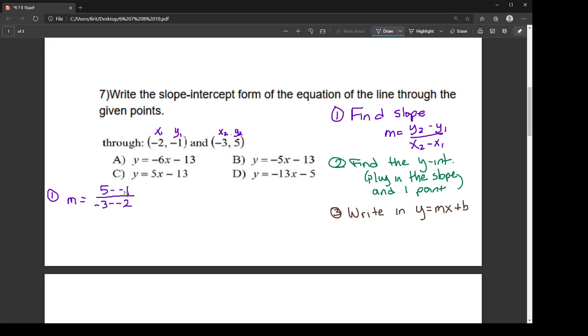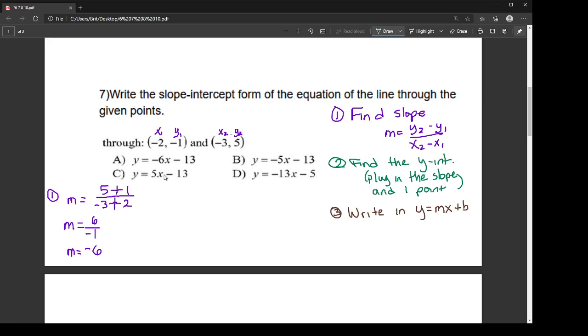Now, one thing that I do to help from confusing myself is wherever I see a minus minus, I'm actually going to turn that into just one big plus sign. Because when you subtract a negative, it's the same thing as adding. So my slope, I should probably go down here. My slope then is 5 plus 1, which is 6, over negative 3 plus 2, which is negative 1. So my slope, if I reduce this fraction, is negative 6.